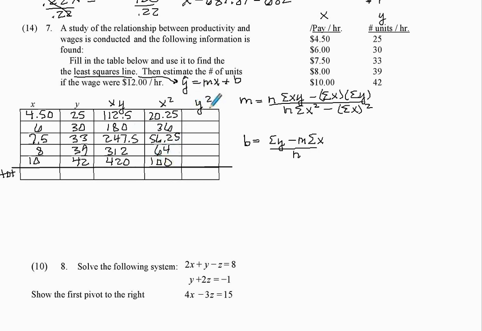And then the y squared column, take the y values and square those. So 25 squared is 625. 30 squared, 900. 33 squared will give you 1089. 39 squared, 1521. And then 42 squared, 1764.